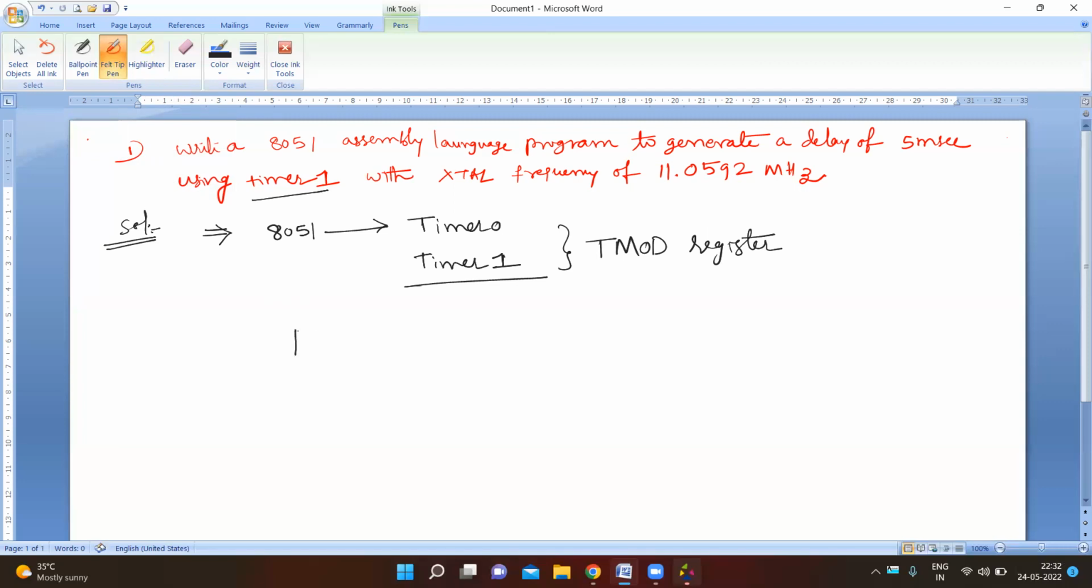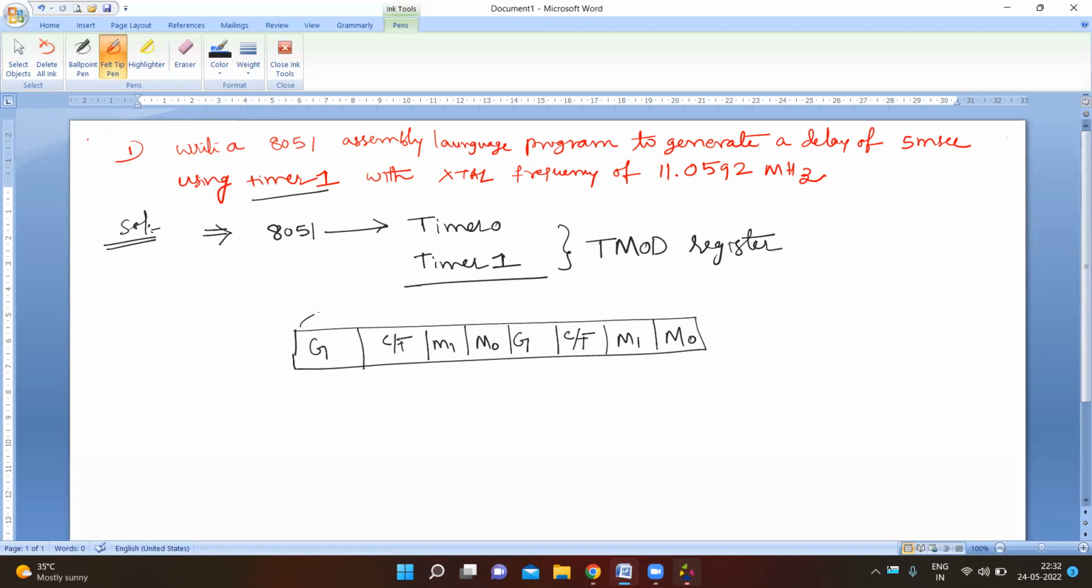So, as we know, this is the structure of the TMOD register. This is M0, M1, C/T bar, and gate. Again, M0, M1, C/T bar, and gate. These 4 bits are for timer 1, and these 4 bits are for timer 0. Since we are using timer 1, the gate should be 0, so that timer 1 will get activated. And here, the timer acts like a timer, so C/T is active low and becomes 0. When it is 0, it acts like a timer. If it is 1, it acts like a counter.